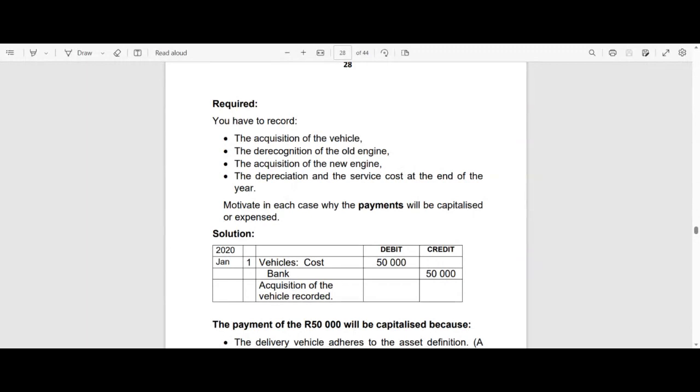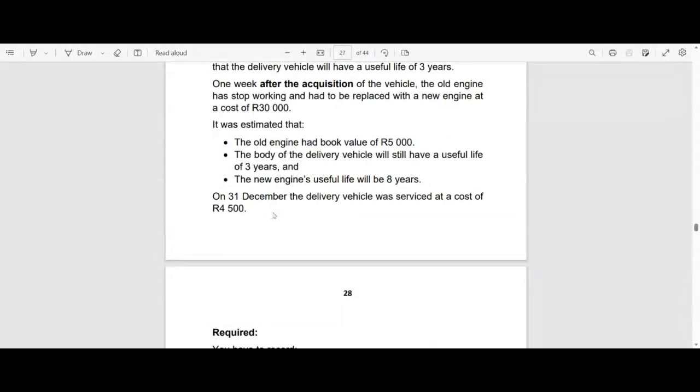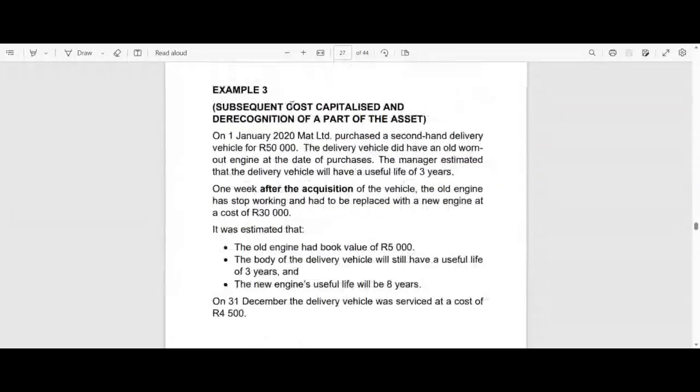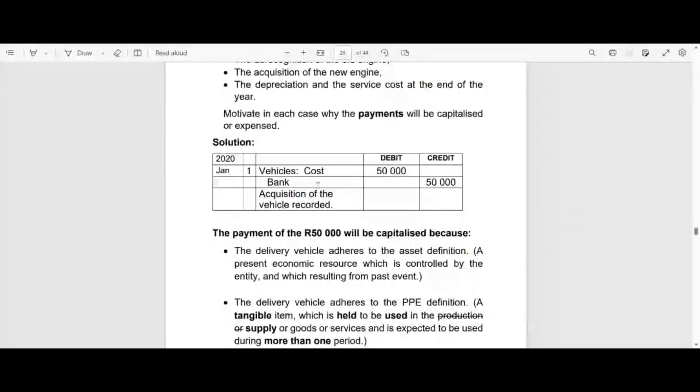Okay, and then we've also got to motivate why the payments will be capitalized or expensed. Right, clearly the 4,500 service cost will be expensed, while the 30,000 rands as well as the 50,000 rands purchase price will be capitalized. So we start here, ladies and gentlemen, with first of all the acquisition of the motor vehicle overall, right? So what we need to do at this stage, we haven't identified any significant part yet, right?